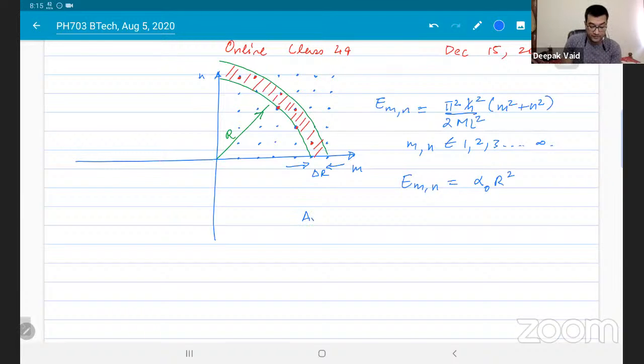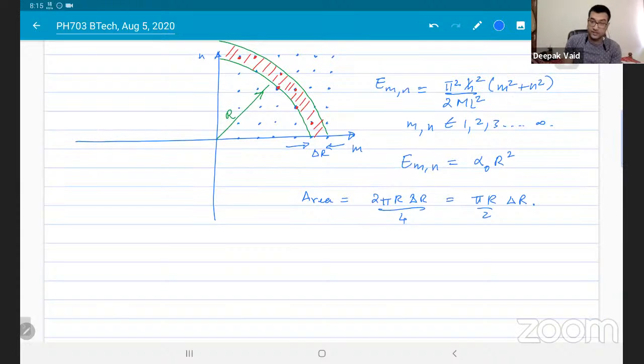So what is the area of this region? Area will be given by 2 pi r delta r, divided by 4. Why 4? Because we are taking 1/4 of the circle. So it becomes pi r by 2 delta r. So this is the area shaded in red. Now I can ask how many states lie within that little segment.